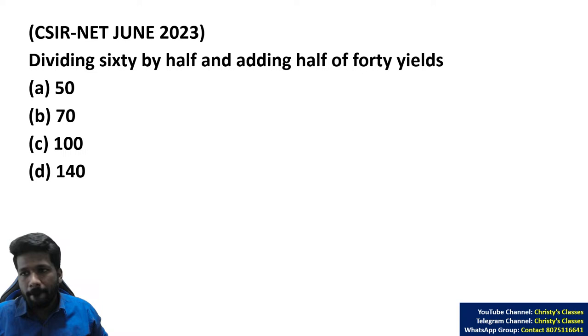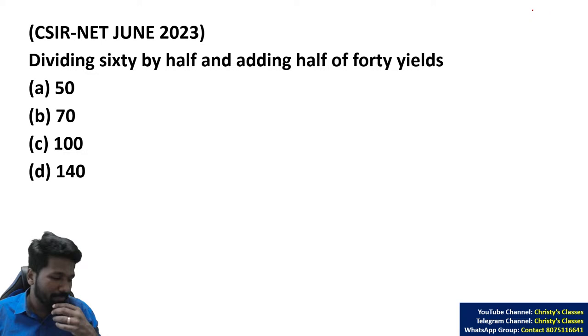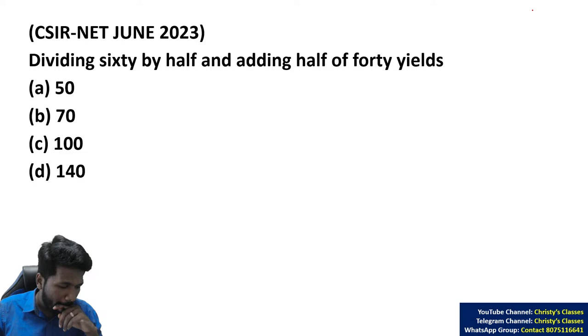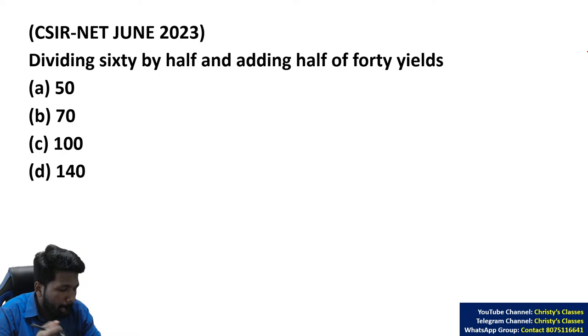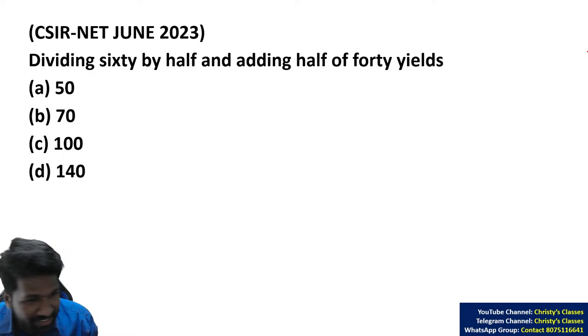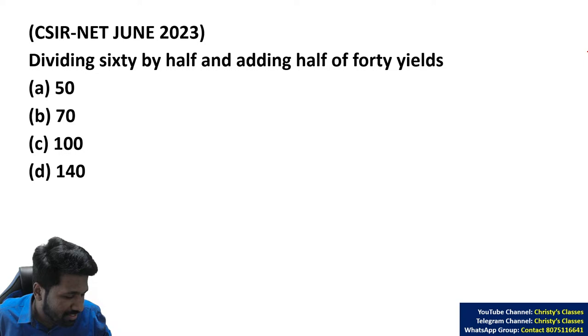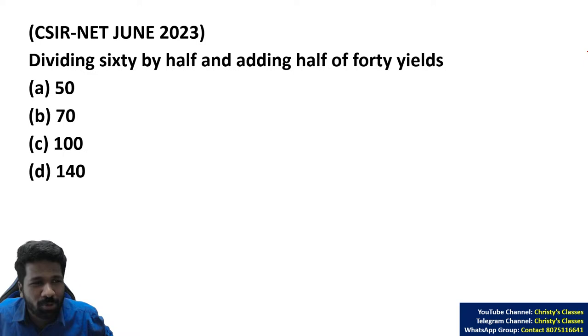Very simple question, na? Okay, it's a simple question, but CSIR have put the wordings of the question in such a way that there are chances that you can make a mistake. Even some of you got a different answer in the chat also. That is normal in exam hall, those kinds of confusion. But if you practice well before the exam, those mistakes can be avoided.